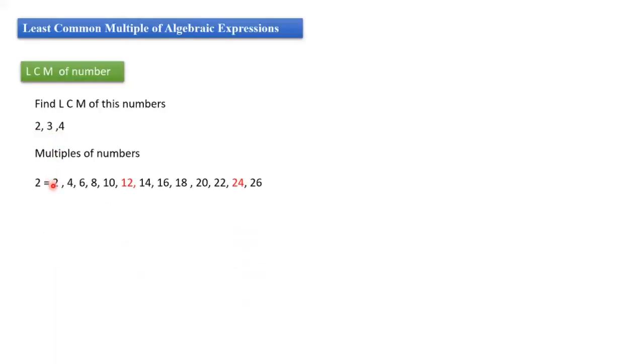So what are the multiples of 2? You know, 2, 4, 6, 8, 10, 12, like that. These are called multiples of the given number. Next one, 3. These numbers are the multiples of 3, and you can write more and more multiples of 3. And for 4, the multiples are 4, 8, 12, 16, 20, 24, 28, like that.